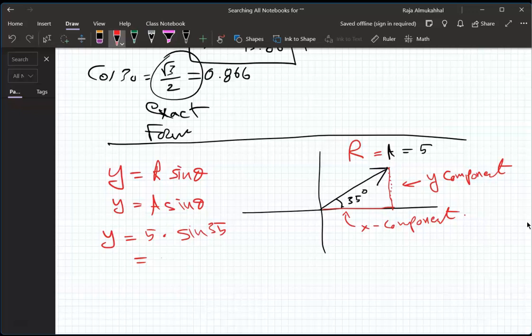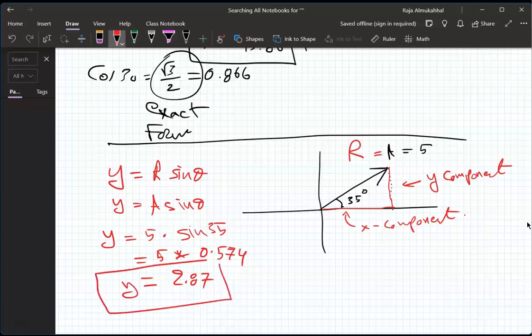So I have here 5 times 0.574. Okay, there we go. And then I multiply this by 5, and that will be equal to 2.87. And that's the value of y.